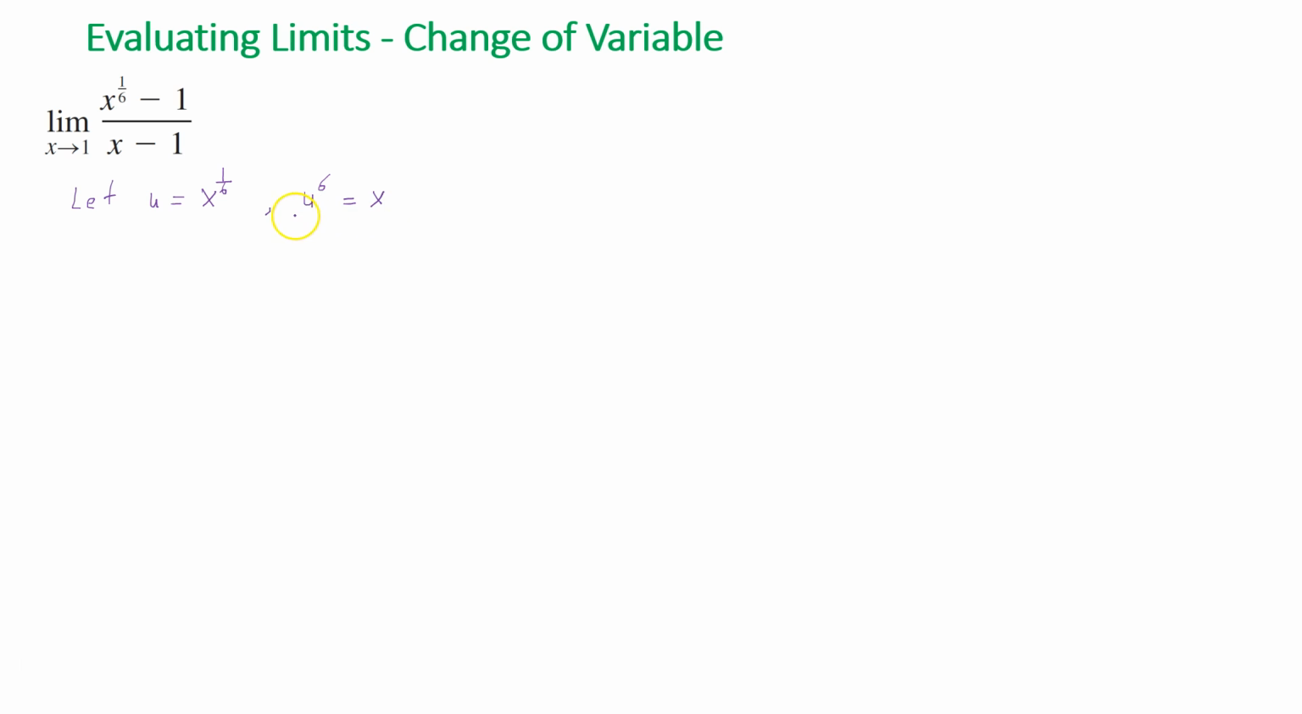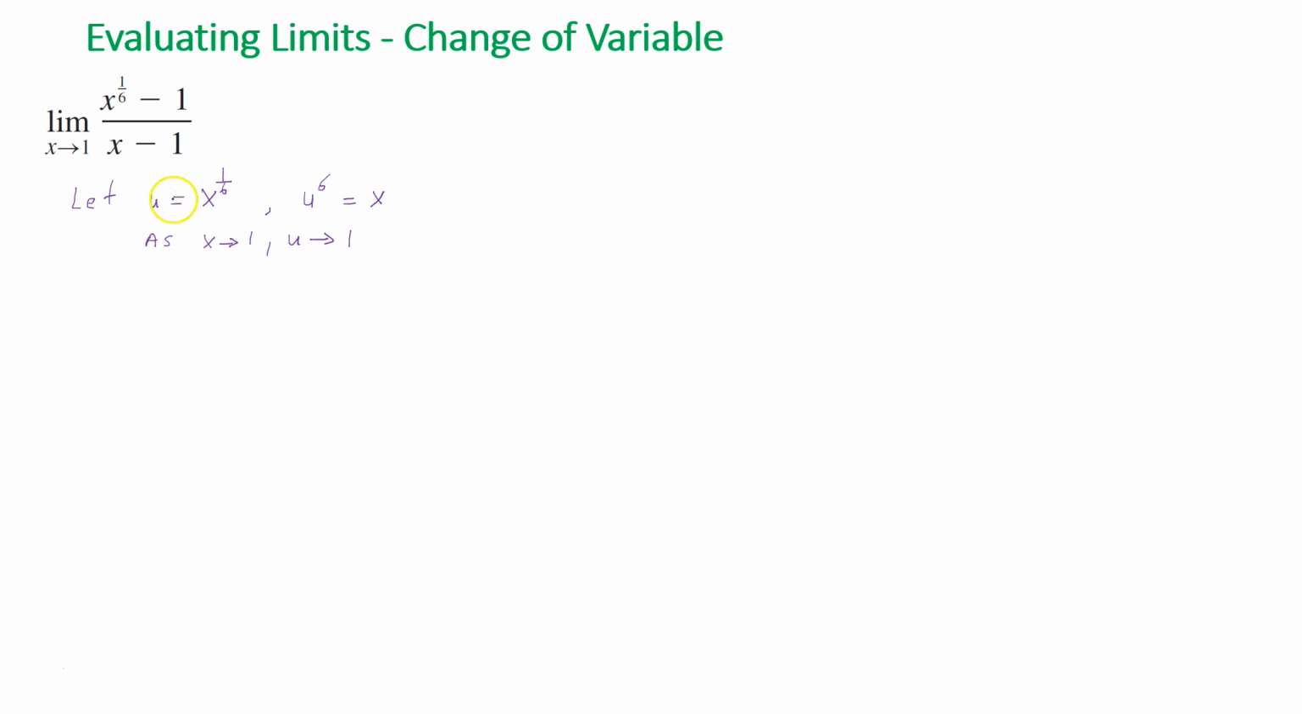Okay, so the next step is now to look at this statement here. It says as x approaches 1. So what we want to find out is what u approaches as x approaches 1. If we look here, we can see that if we make x 1, u is also going to equal 1. So what we can write is as x approaches 1, u is also going to approach 1.